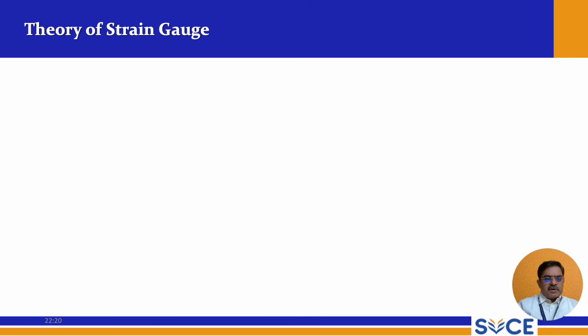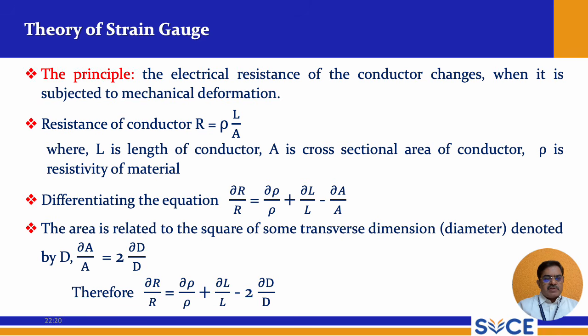So, theory of strain gauge. This is the simple principle of strain gauge. The electrical resistance of a conductor changes when it is subjected to mechanical deformation. So that is, a resistance change occurs when there is a mechanical deformation in the material.